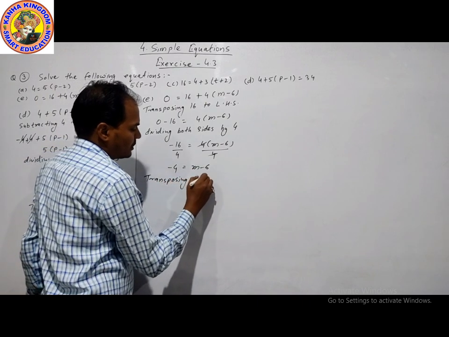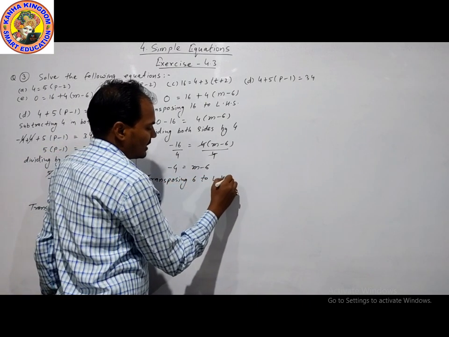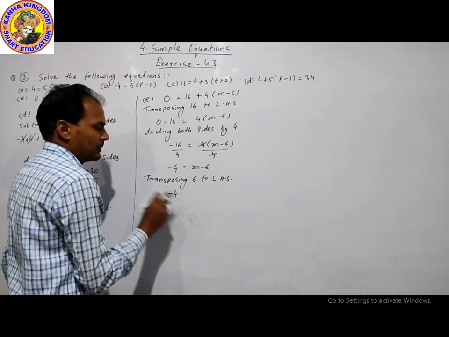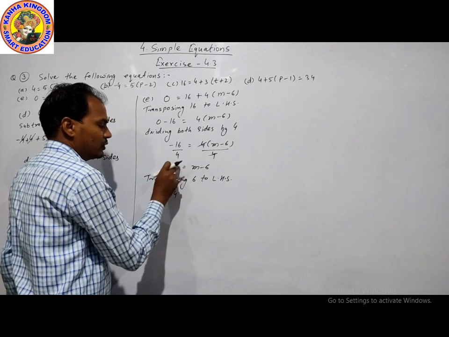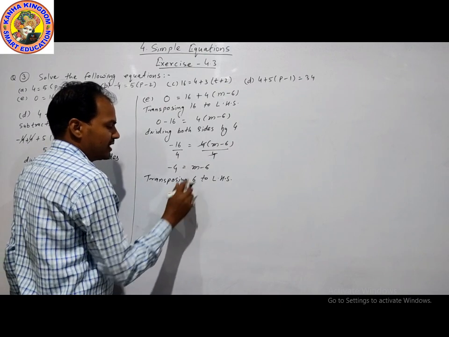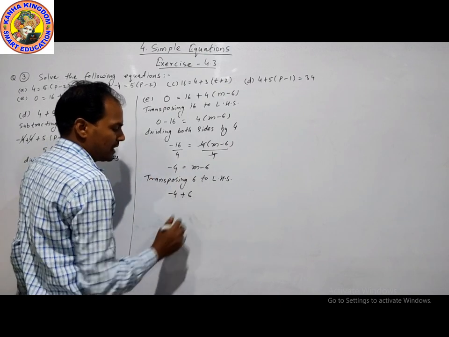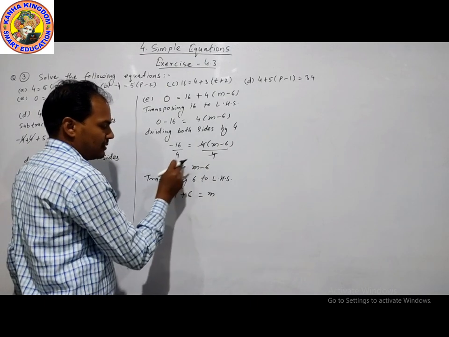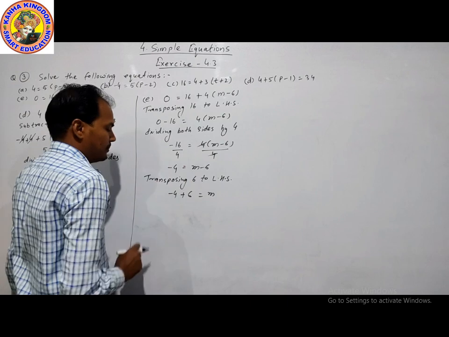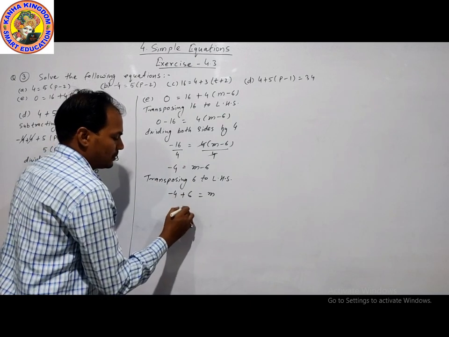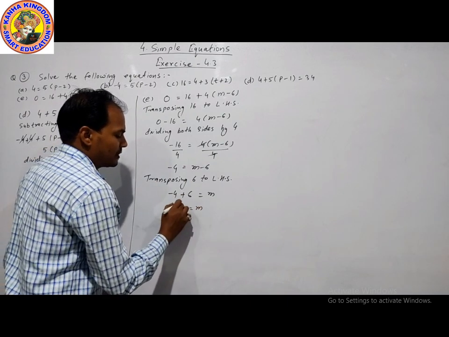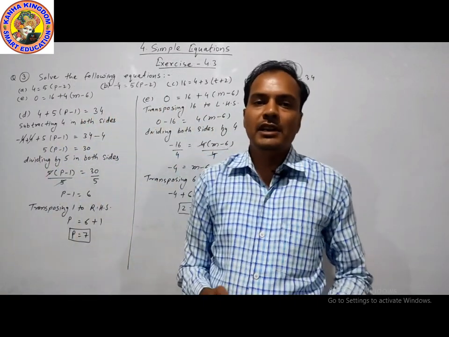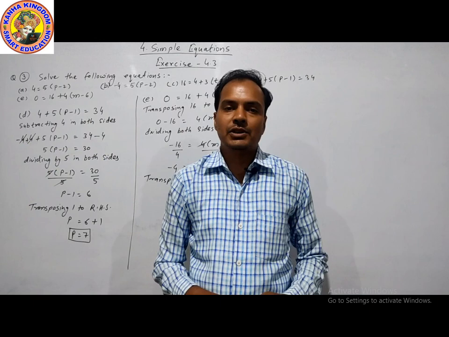Transposing 6 to the left hand side. In the left hand side there is minus 4. Here is 6 with negative, move here, this will be positive. The sign will be changed. Minus will convert into plus. Then minus 4 plus 6. 6 minus 4 is 2, equal to m. M is equal to 2 is the solution. You can take a screenshot of this. We will move to our next question.